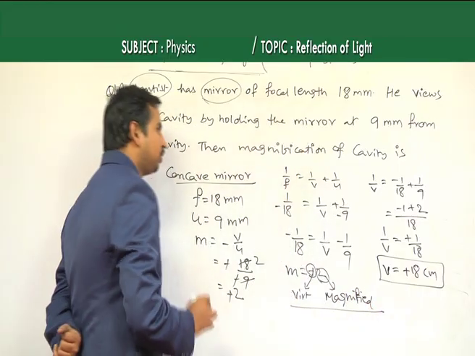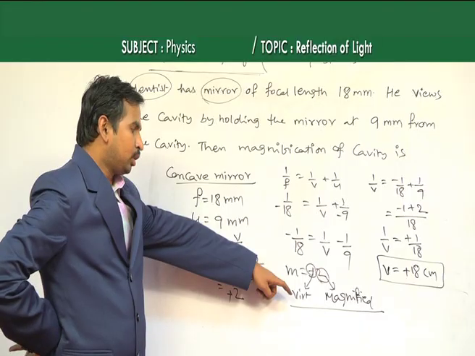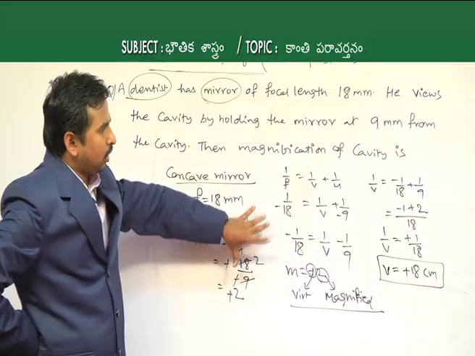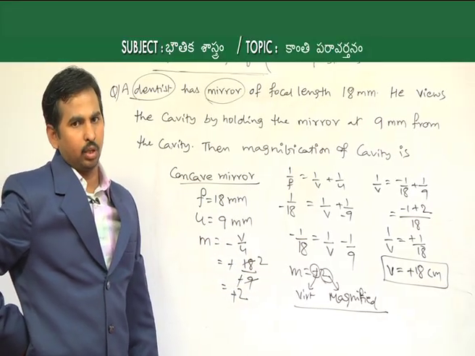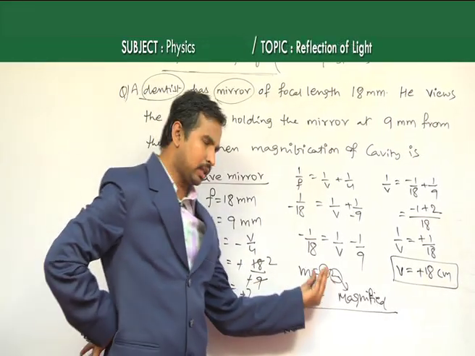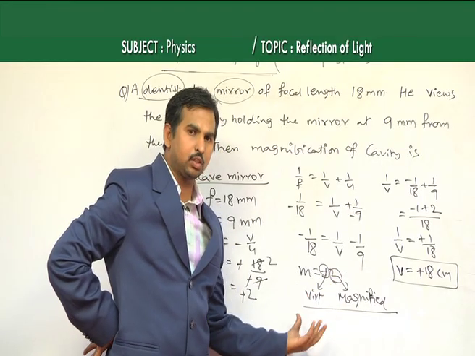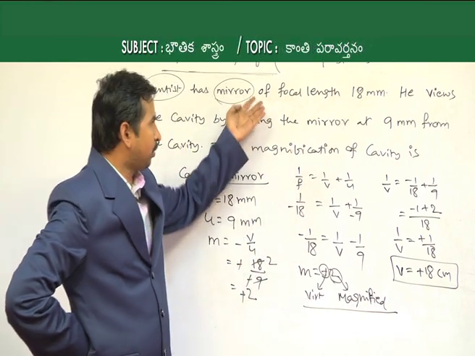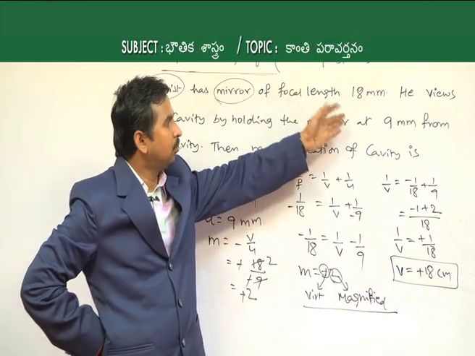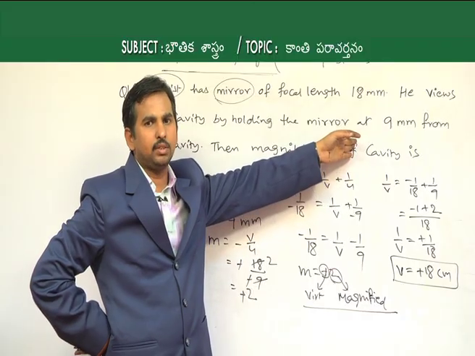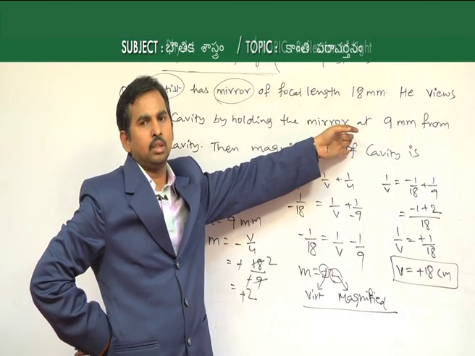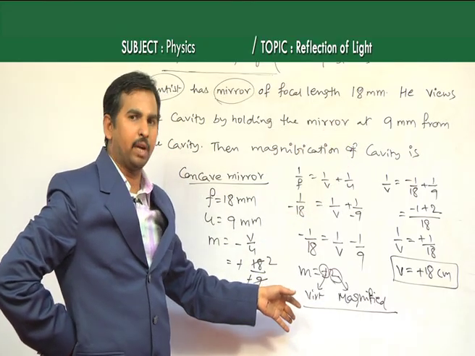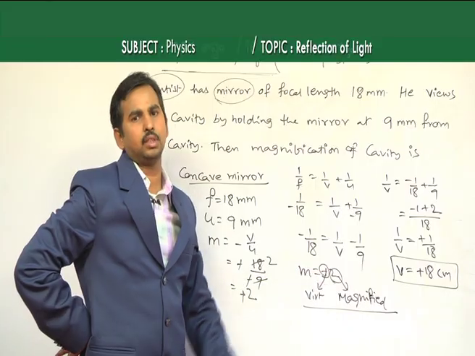So finally, by using this mirror we are getting a virtual and magnified image. Like this we can solve by using the mirror formula. But remember, we have to use the sign plus or minus. Here in this case it is plus, because the object is placed between the pole and the focus. The focal length is 18 mm, but the object is placed at 9, which means the object is placed between the pole and principal focus. That is why we are getting a magnified image, which is the special case of our concave mirror.